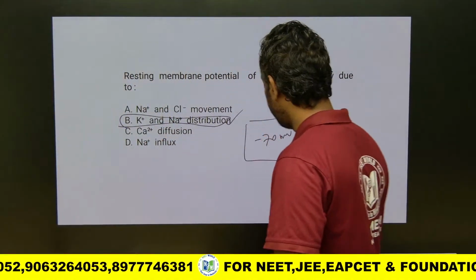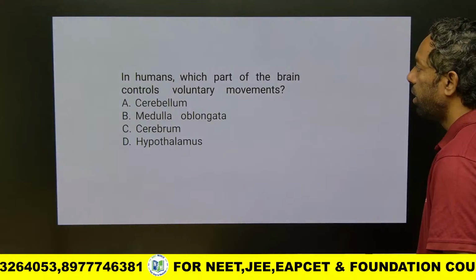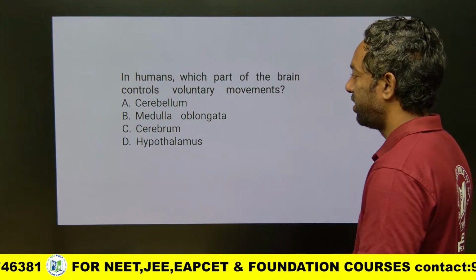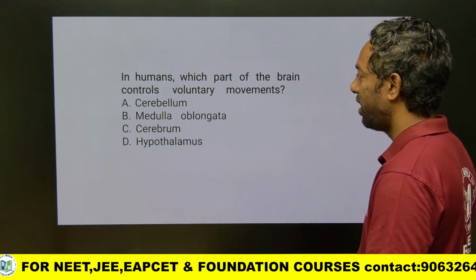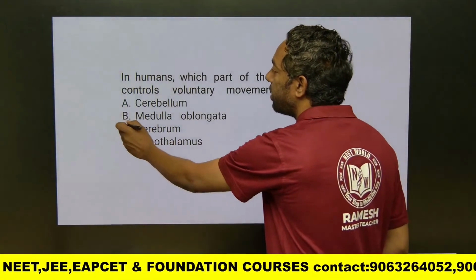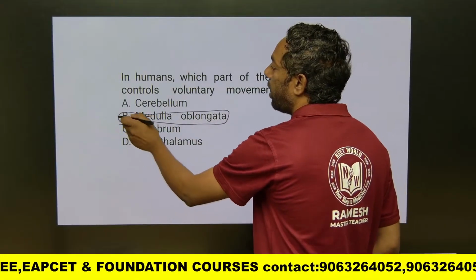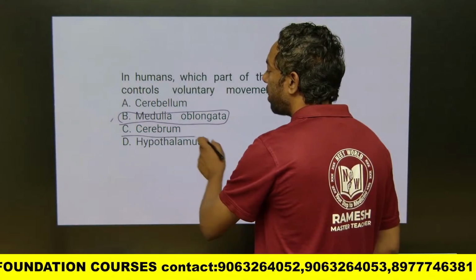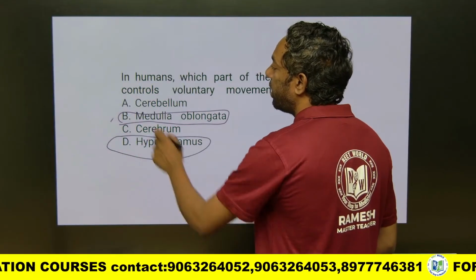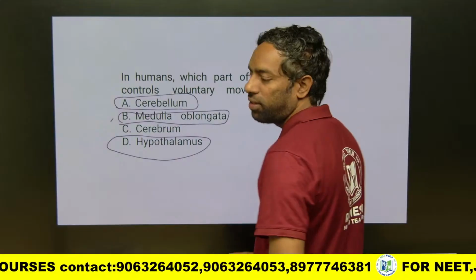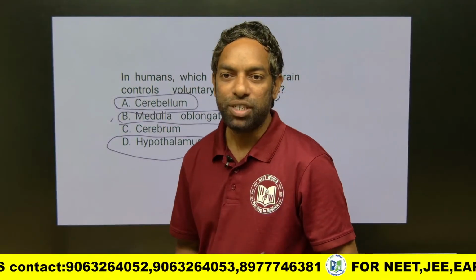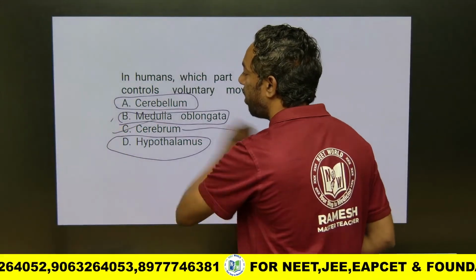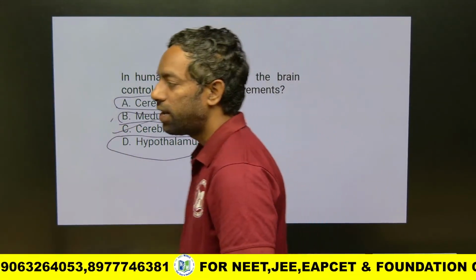Next question. In humans, which part of the brain controls voluntary movements? Medulla oblongata regulates heart rate and respiration, hypothalamus is the thermoregulator, and cerebellum controls balance and posture. Cerebrum is the right answer, it controls voluntary muscles.